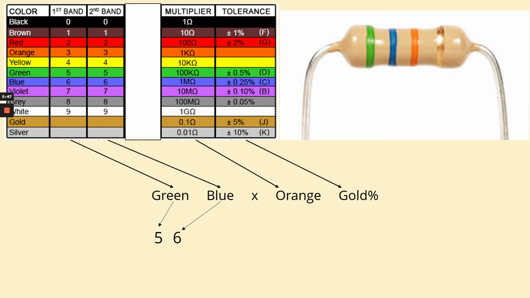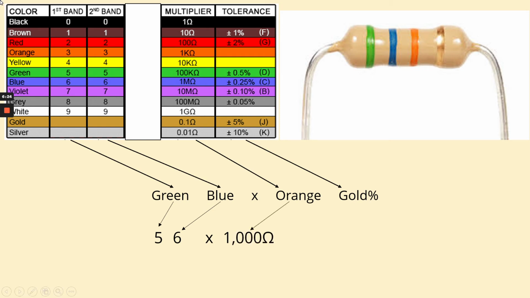What are we going to do to this 56? If you said we're going to times it by the next band, you are correct. So we're going to put a times sign, and then we're going to find what multiplier orange is. Where do we find that multiplier? If you said from the multiplier column, you're right once again. And what we see here is 1k ohms. Do you know what 1k means? If you said 1000, you are correct.